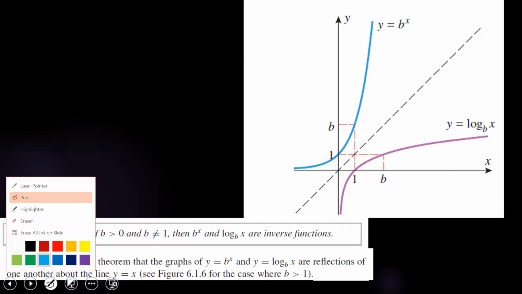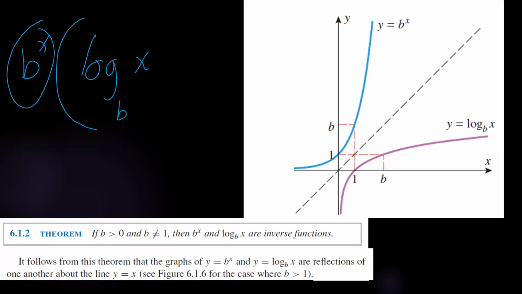So by now, we talked about the exponential function and the logarithmic function. b to the power x is an exponential function, and logarithm to the base b of x is a logarithmic function. There is a relation between them. We say that if logarithm to the base b of x is equal to n, that means b to the power n is x.